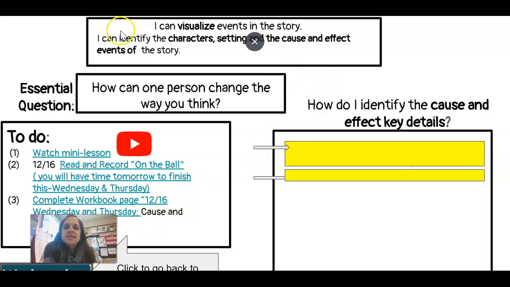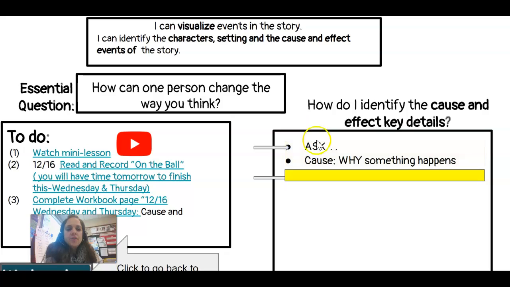So since our purpose is I can identify the characters, setting, and the cause and effect events of the story, I have a question. How do I identify the cause and effects key details? Well, I'm going to ask, what is cause? Why something happens? So maybe how can one person change the way you think could be rephrased as why does somebody change the way someone thinks in this story?